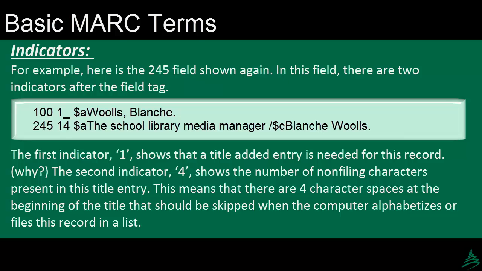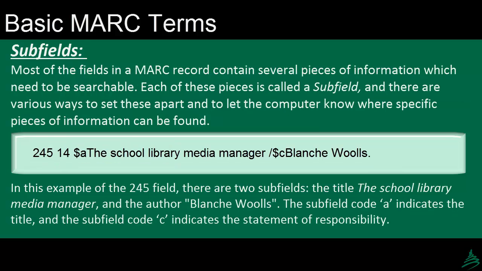And then you also see one more thing in your 245 field. You'll see subfields. And these are the fields that contain pieces of information for MARC. And it's telling the computer that you've got different parts. You've got an author, you've got a title, you may have a subtitle. These pieces of information need to be searchable in the library catalog, and that's why you have to make sure that these subfields are coded correctly.